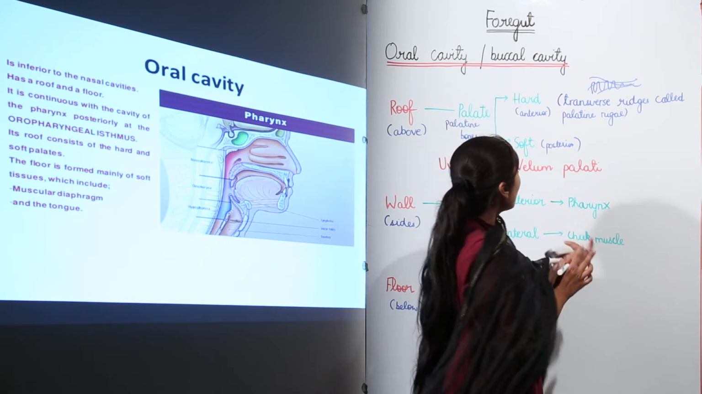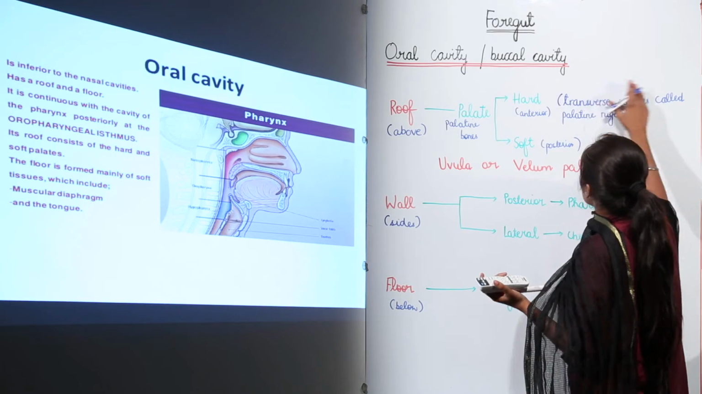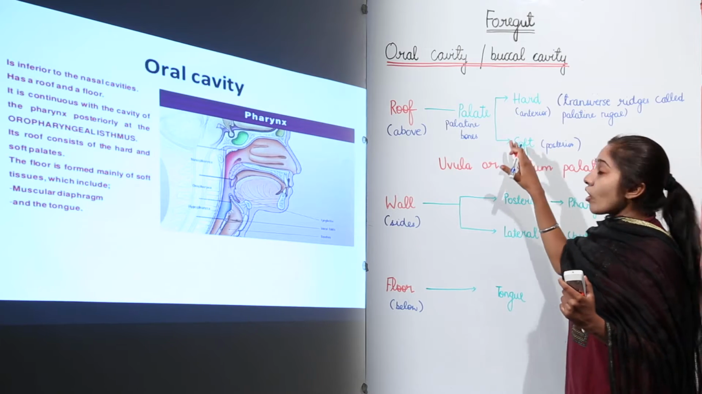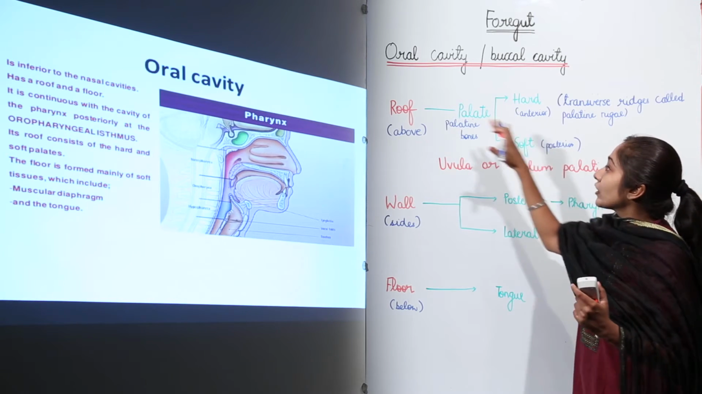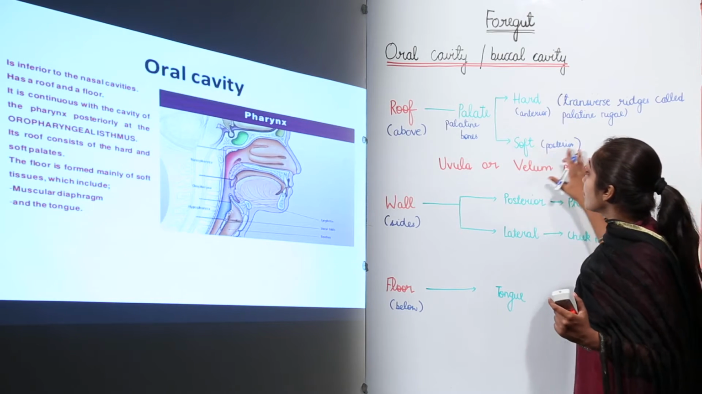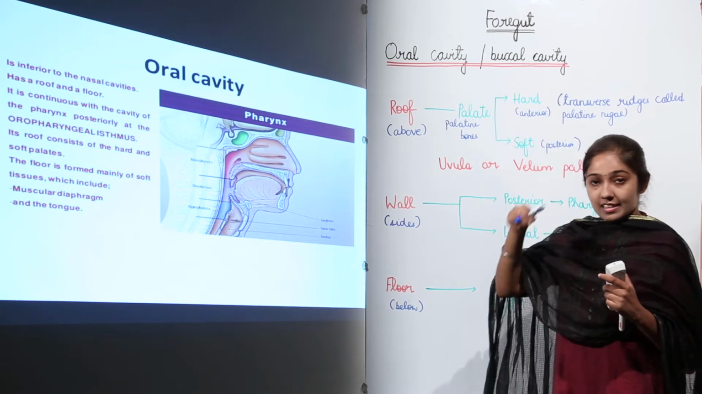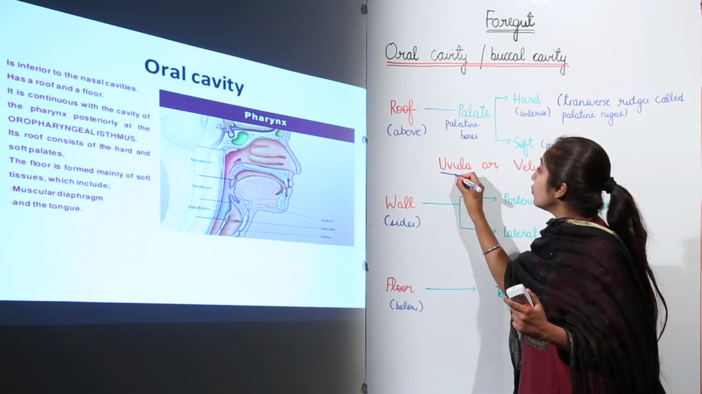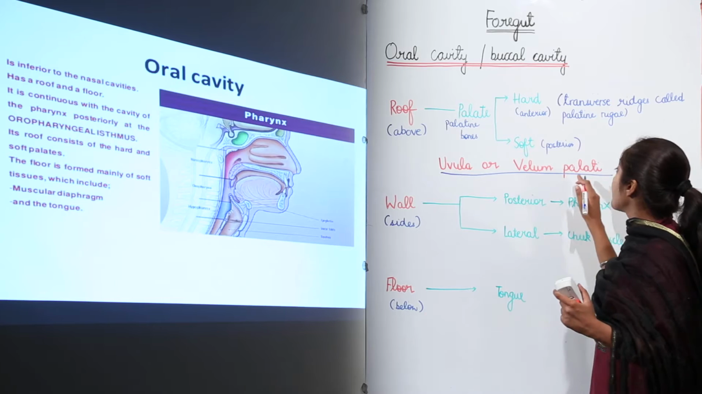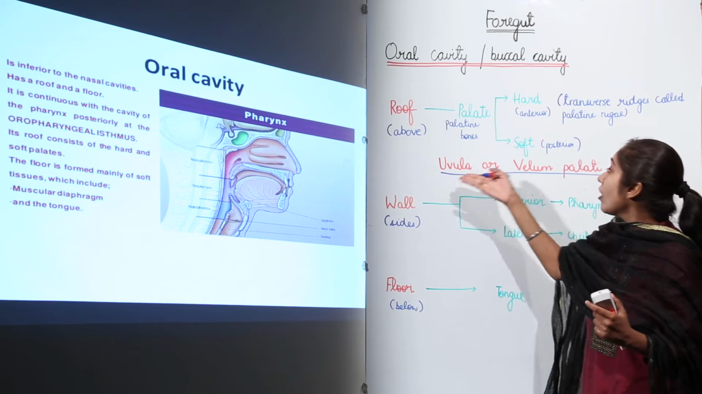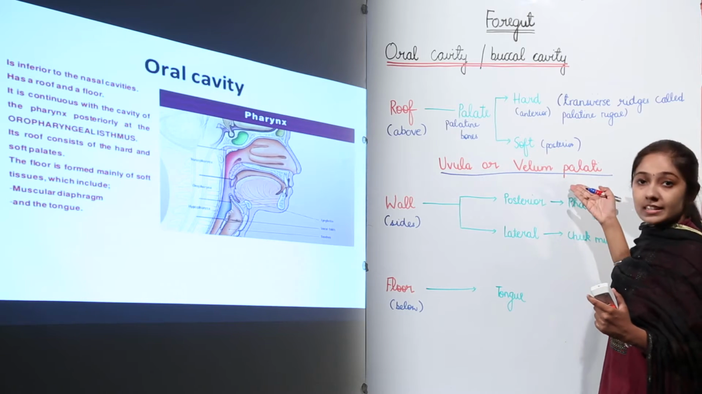Okay. Next, after this, we come to the soft palate. Since soft palate forms the posterior part of the roof of the oral cavity or the buccal cavity, now the soft palate actually hangs at a place, right? And that portion is known as the uvula or the velum palati. Okay, we will see in the image later on the uvula or velum palati.